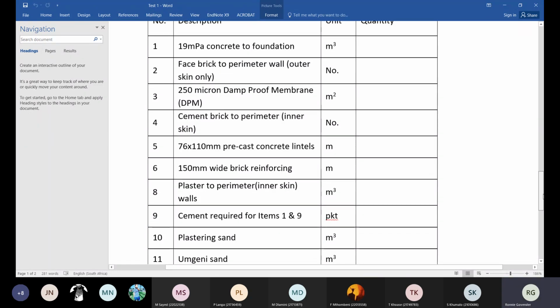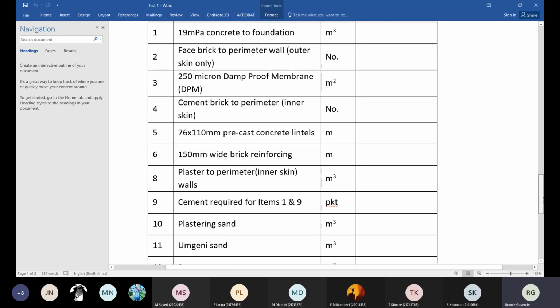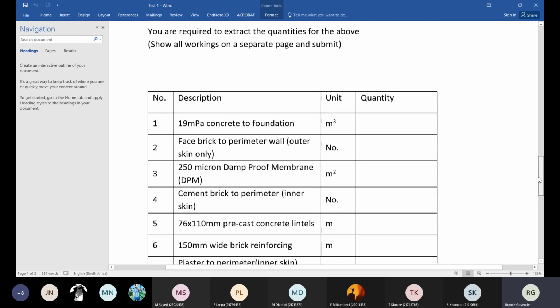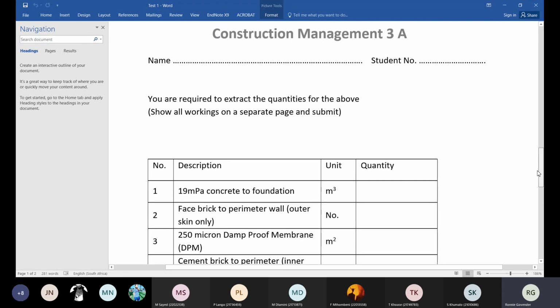However, the next part, I think that's where a lot of you had trouble. The cement wasn't bad. Cement required for items, both your foundation and your perimeter plaster, you had to take whatever you got for your plaster plus whatever you got for your foundations. That would have given you cubic meters. You multiplied it by 12 pockets, and that would have given us our total number of bags.